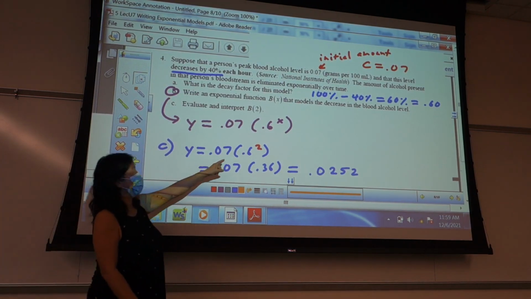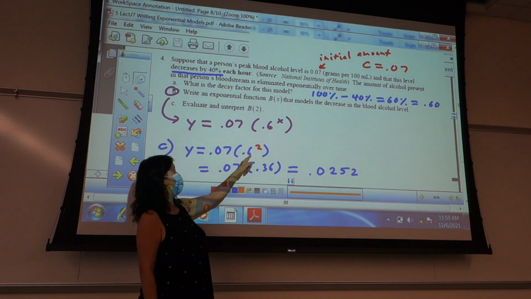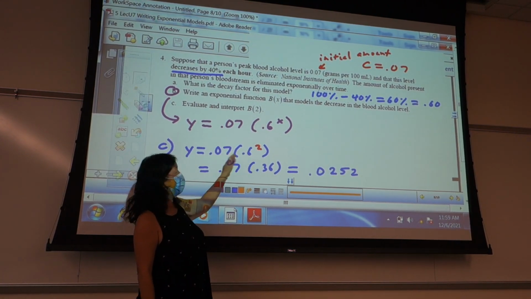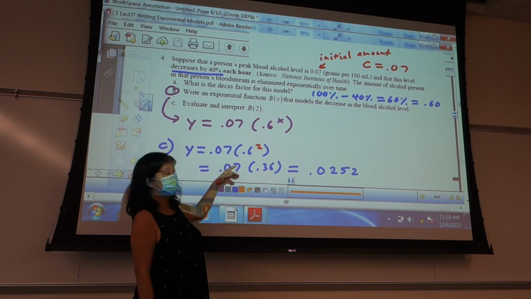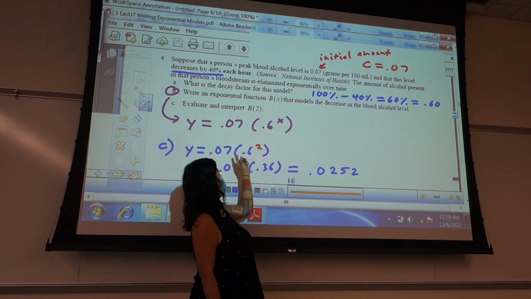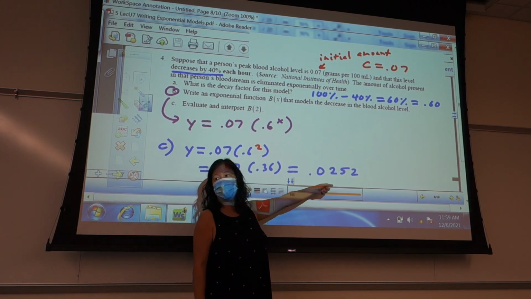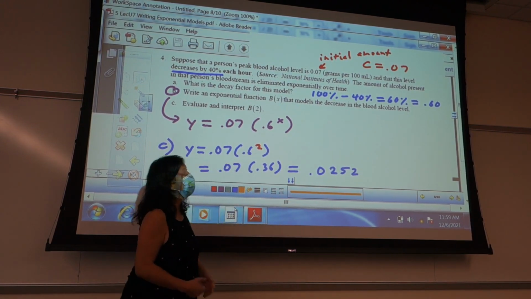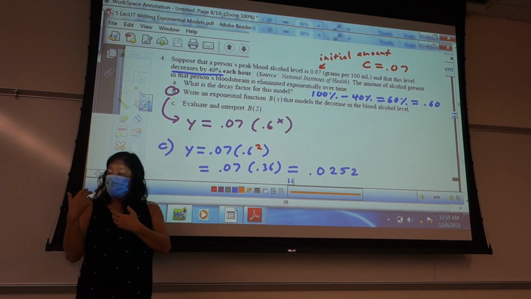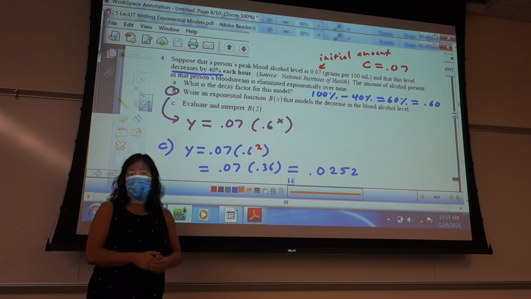We're multiplying by 0.6 2 times. So that's why it decreased. Every time you multiply by a number smaller than 1, it goes down. You lose 40%. So we lost 40%, we lost another 40%. Now we went from 0.07 down to 0.0252. So this is changing by multiplying by a number each time.